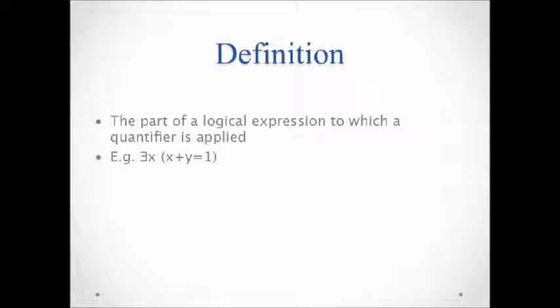So hopefully by now you're all very familiar with this definition. So basically, scope is just a part of a logical expression to which a quantifier is applied. We have a simple example here. There exists an x, x plus y is equal to 0. So in this case, x plus y equals 0 is the scope of the existential quantifier here. And x is within the scope and y is outside the scope.